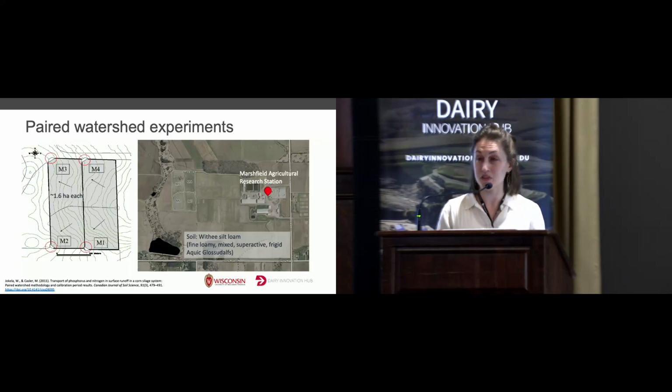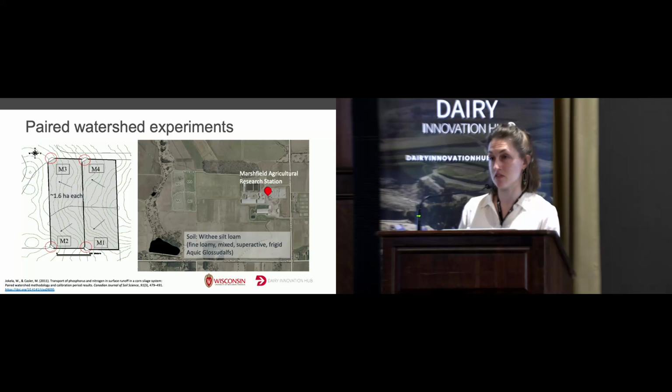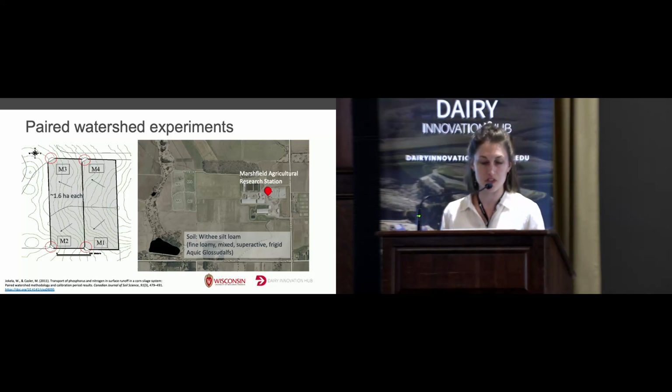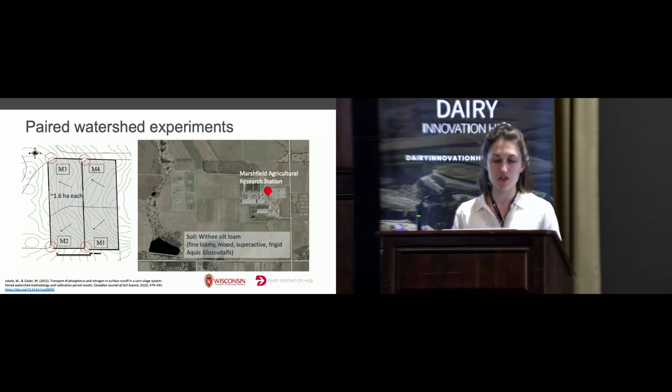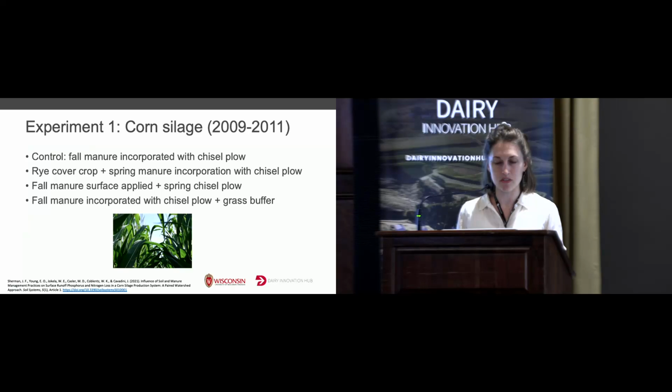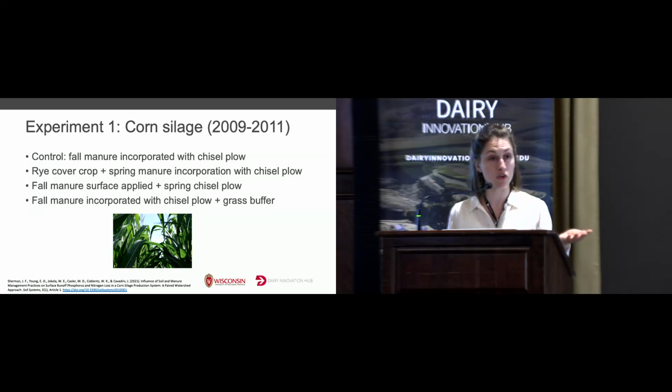So what we were able to do is take advantage of two separate paired watershed experiments that took place at the Marshfield Agricultural Research Station. And at the station, there are set up four watersheds that are experimental watersheds. They're about 1.6 hectares each, and I have a little diagram of them here. And each of those watersheds is outfitted with a monitoring station to collect runoff and sediment. And what we were able to do is take a look at two different experiments. One was in corn silage and one was in different managed pasture.